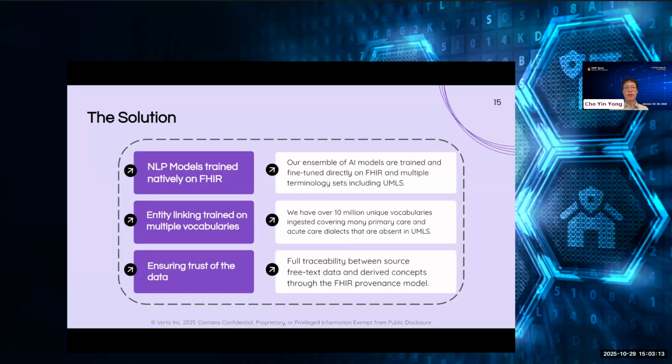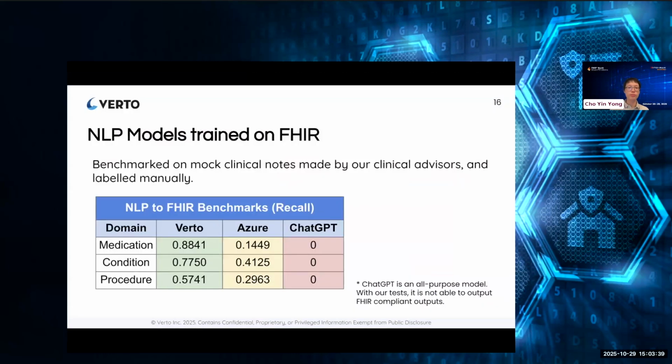We are applying AI algorithms. We are doing machine learning. And it is impossible to guarantee that we will output things that are 100% correct, as with all machine learning algorithms. And so the full traceability between source free text data and its respective derived concepts through the FHIR provenance model, we find to be most important.